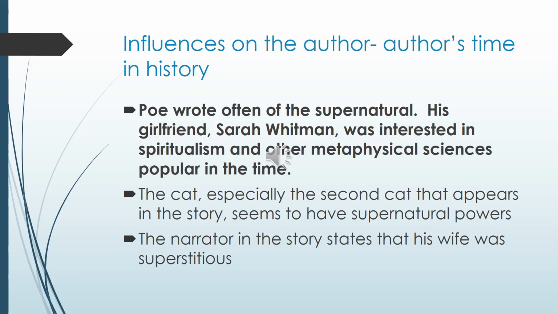Here's an example of one influence on Edgar Allan Poe that I am sure influenced his writing of The Black Cat. Poe often wrote about the supernatural. His girlfriend, Sarah Whitman, was interested in spiritualism, which was a huge movement during the mid-19th century, and other metaphysical sciences that were popular in that time period. So here's an example from the story. The cat, especially the second cat that appears in the story, seems to have supernatural powers, and also the narrator does mention in the story that his wife was superstitious. So this is probably an outcome of the influence of the supernatural interest that Poe had during this time in history.